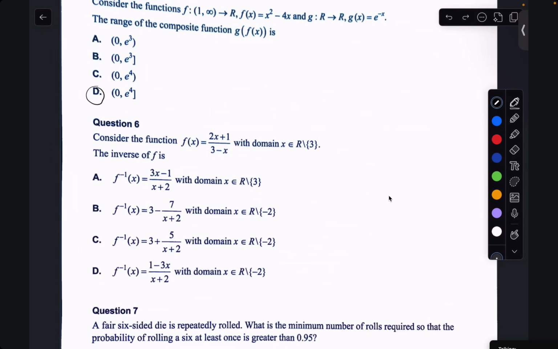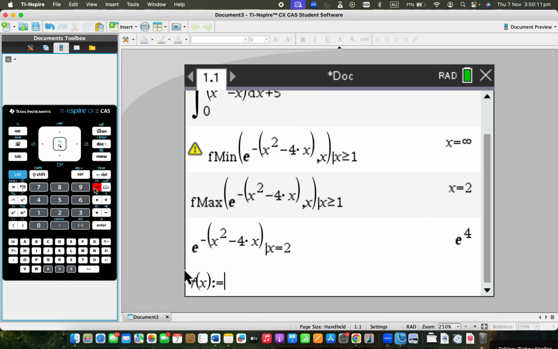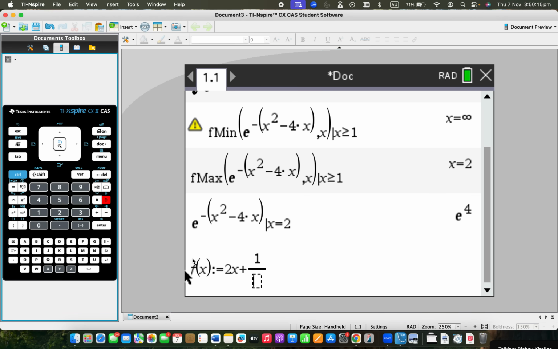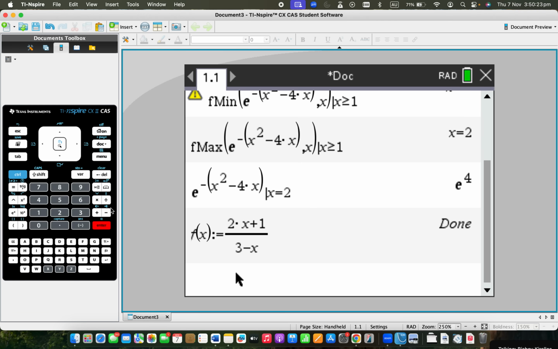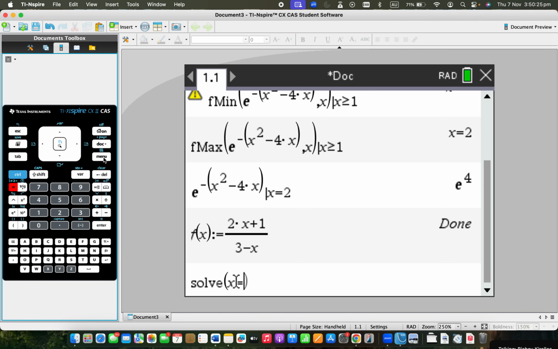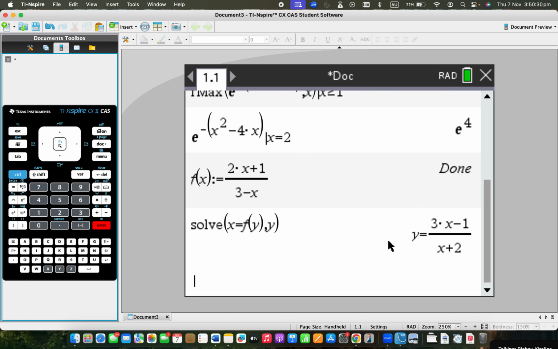Alright. Consider the function there with that domain. We want to know the inverse. So for the inverse, what we can do is I'll define f of x as the function, which is 2x plus 1 over 3 minus x. And then I'll do a solve for x is equal to f of y, comma y. And so we get this.